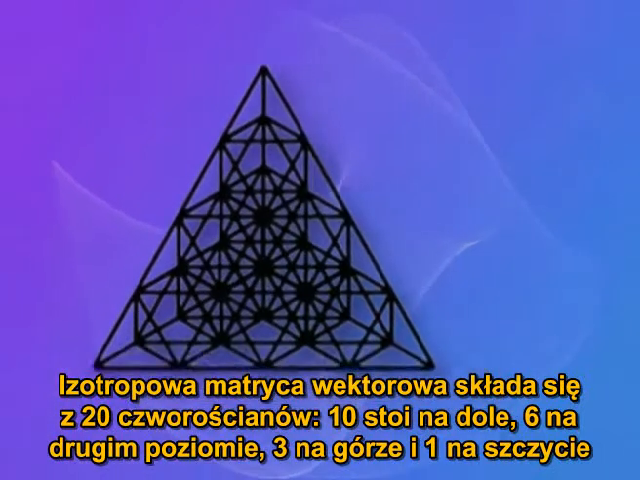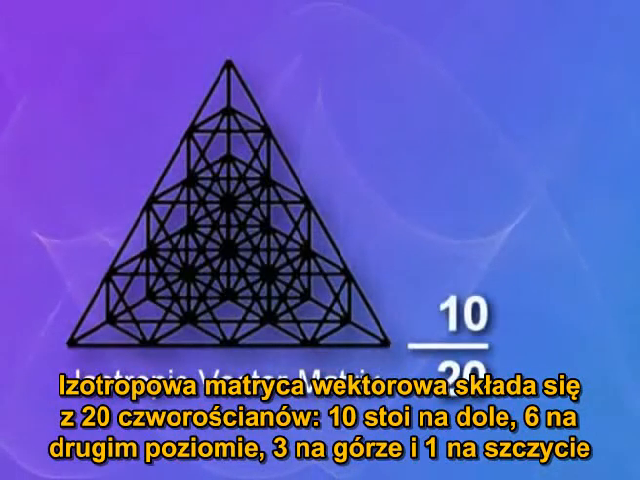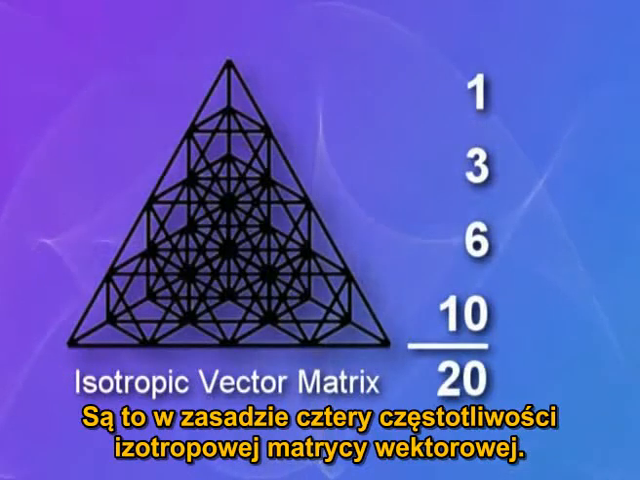It is made out of 20 tetrahedrons. There's 10 on the bottom, 6 on the second level, 3 on top, and 1 on top. It's actually a 4-frequency isotropic vector metric.